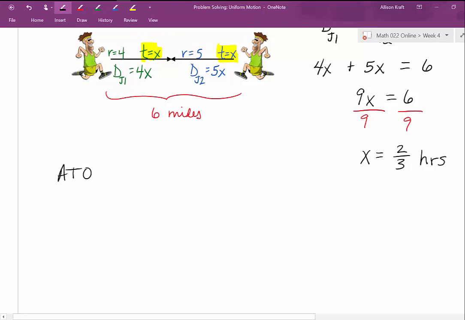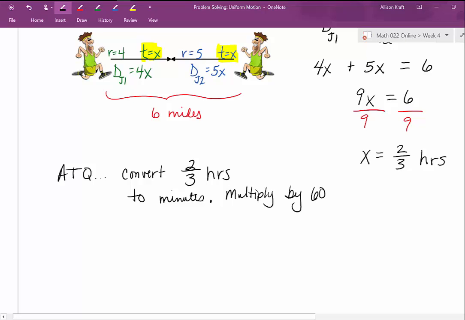To answer the question, we need to convert 2/3 of an hour to minutes. And the way that we do that is by multiplying by 60, since there's 60 minutes in an hour. 2/3 times 60, they're going to meet in 40 minutes.